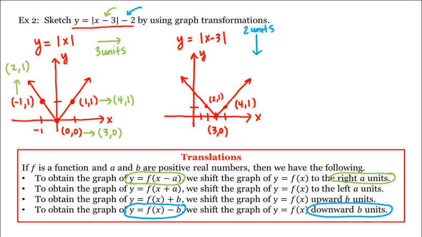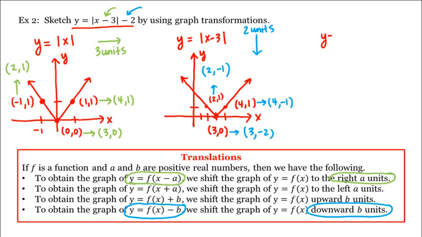When we do that, what is going to happen to the point 3, 0? This is going to go to 3 and then 0 minus 2, or negative 2. And what about this point, 4, 1? It's going to get shifted to 4 and then 1 minus 2, or negative 1. And what about this point, 2, 1? It's going to get shifted to 2 and then 1 minus 2, or negative 1.